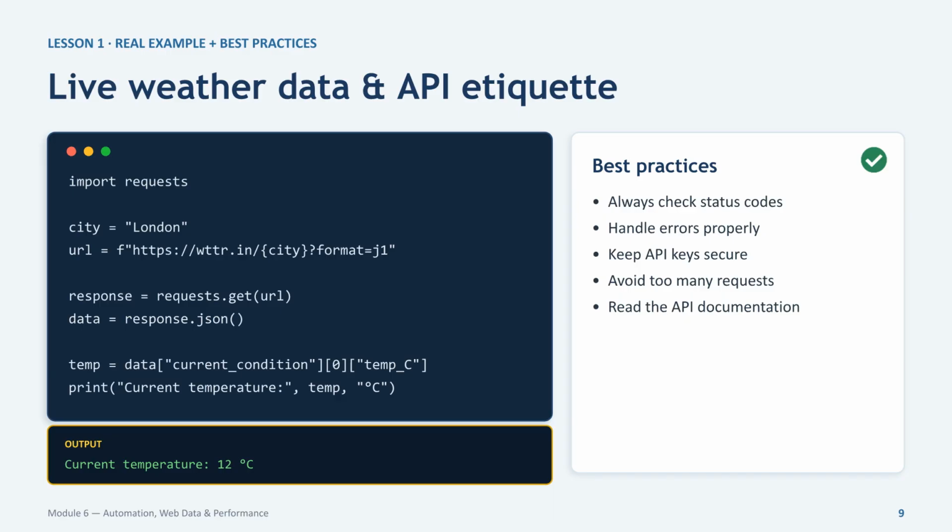Remember these best practices. Keep keys secure, do not overload APIs with excessive requests, and always read the official documentation. Being a responsible API user ensures your code stays reliable.